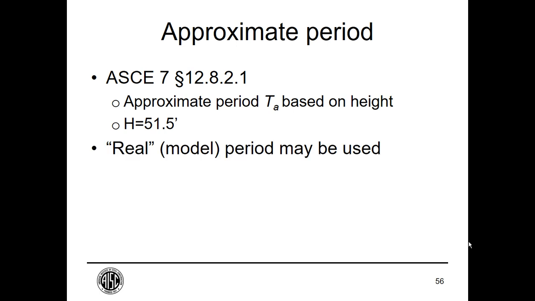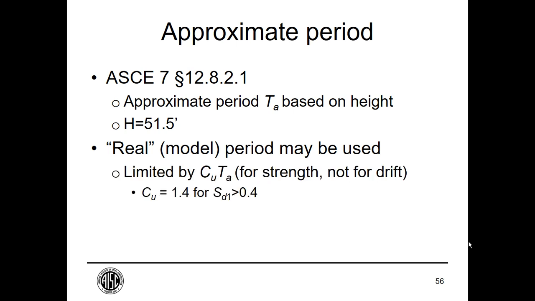ASCE 7 also allows us to use the analysis period, so we can construct a model and use that period. However, our model isn't allowed to be too flexible. Remember, the shorter the period, the higher the base shear. So ASCE 7 says, at least for determining base shear, your model can't be too much more flexible than the approximate period. That's reflected by the Cu factor. So if you're using your actual or model period, you need to check against Cu times Ta. For an area of high seismicity, that Cu factor is 1.4.